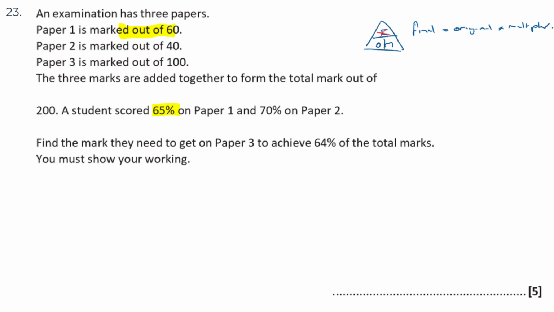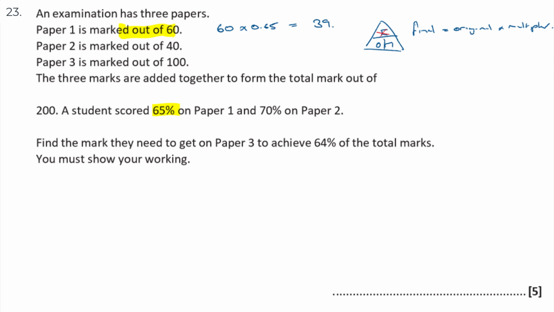So for paper 1, it was marked out of 60, so the original mark was 60. So 65% as a multiplier, you just need to divide it by 100 or just rewrite it as a decimal. It's pretty easy. It's 0.65. And then if you type that into a calculator, 60 times 0.65, that comes to 39. So you scored 39 marks on the first paper.